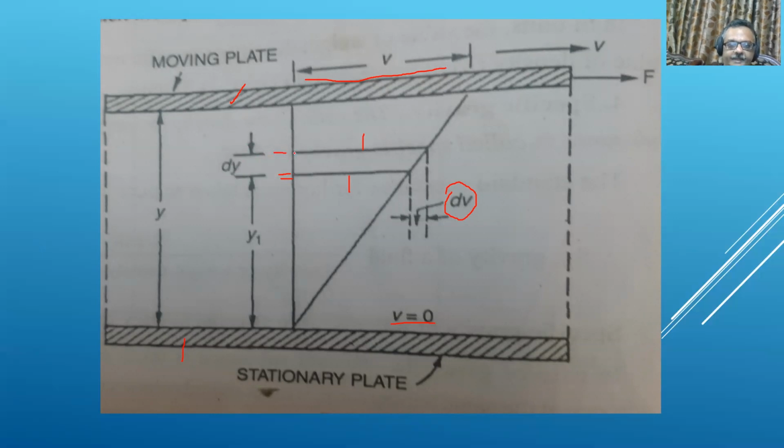Okay, students. Now see, the upper layer is moving relatively with a higher velocity as compared to the lower layer. So the lower layer is imparting shear resistance to the upper layer. Okay, students.